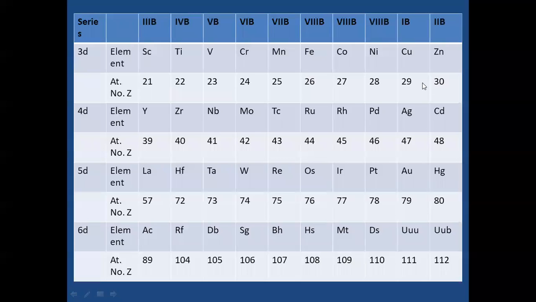Zinc is the 30th element of the periodic table, but in the d block elements, the first series starts from scandium 21 and ends at zinc 30. Coming to the next, our second series, which is also called the 4d series of d block elements: yttrium, zirconium, niobium, molybdenum, technetium, palladium, silver, cadmium. In this way, here the atomic numbers start from 39 and end at 48.